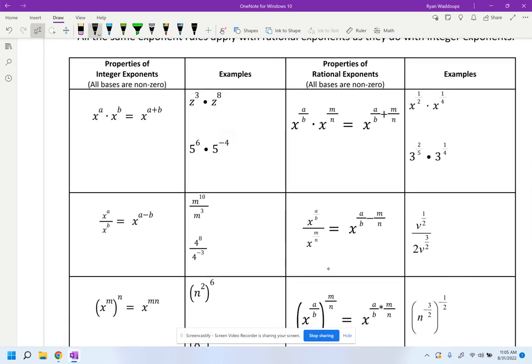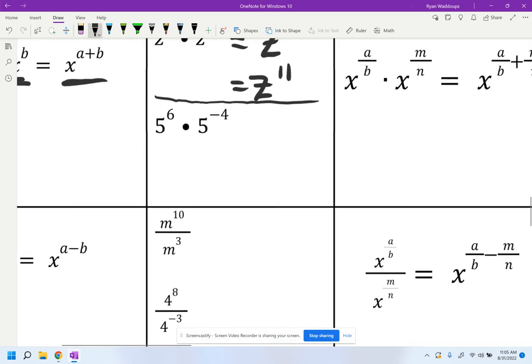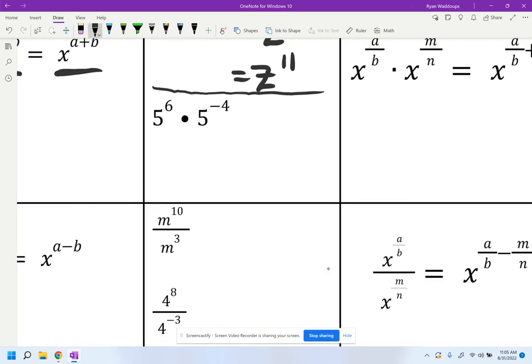So when you multiply like bases, you add the exponents. So z to the 3rd times z to the 8th is z to the 3 plus 8, or z to the 11th power. 5 to the 6th times 5 to the negative 4 is equal to 5 to the 6th plus negative 4, or 5 to the 2nd power.